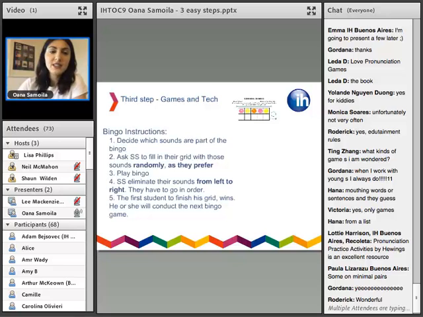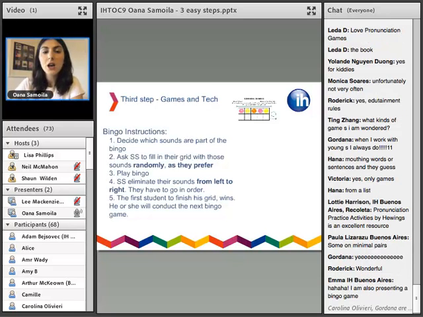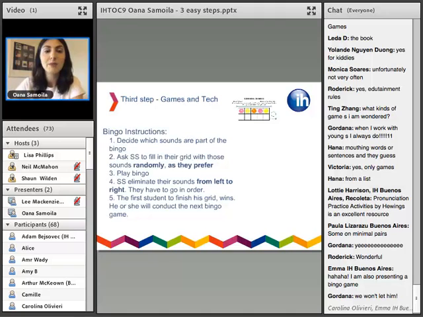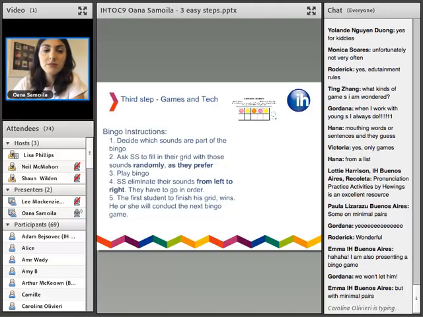Bingo instructions. Decide which sounds are part of the bingo. Ask students to fill in their grid with those sounds randomly as they prefer. You play bingo. The students eliminate their sounds from left to right. They have to go in order. The first student to finish his grid wins. He or she will conduct the next bingo game.